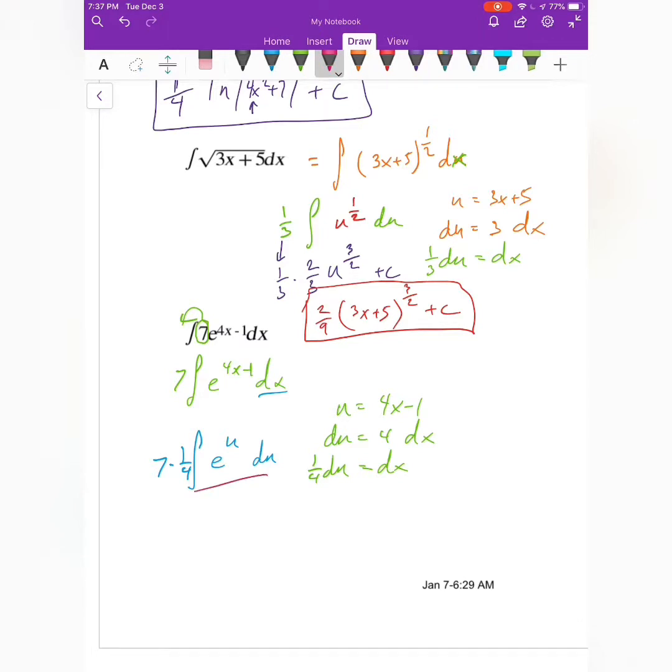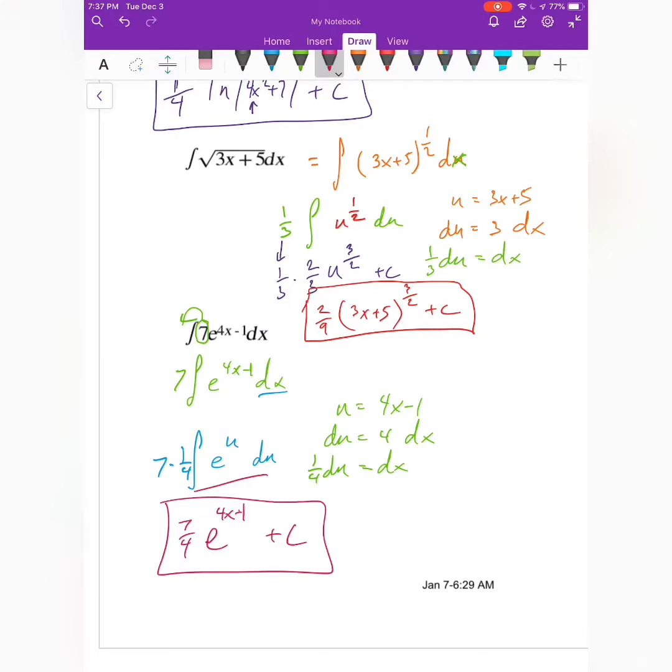Integration of e to the u du is e to the u plus c. And you're going to have, I believe, 7/4 as your coefficient, and your u is 4x minus 1. And that is that. Okay, so if you're ready, I have a couple more challenging problems.